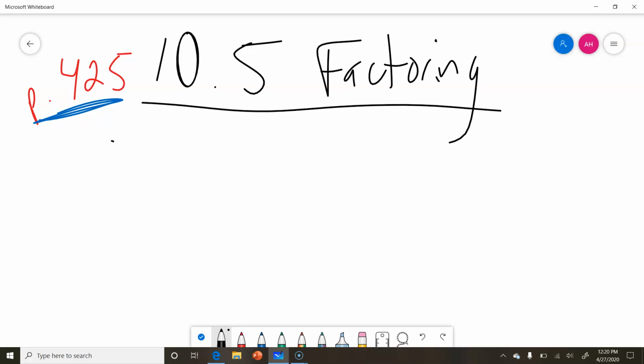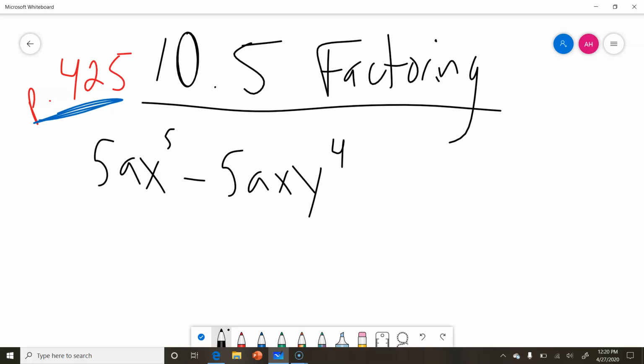So our example here is 5ax to the fifth minus 5axy to the fourth. Okay, now the key part about factoring, the first step, number one in factoring, is always to take out what these have in common. Always take out what they have in common, okay?